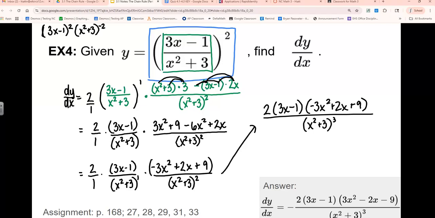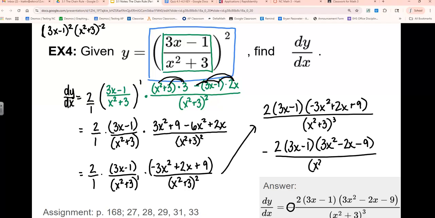It's almost my answer, but it's not quite. What's different in what I have and what the answer is supposed to look like? They took out a negative. You can see they've got this negative right here. They're taking it out of that third thing, and we can do that because we don't have to put it right in front. We can put it anywhere. And so if we take out that negative, it just changes the sign of everything here, and now we have our answer there.